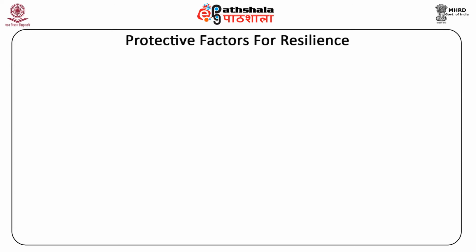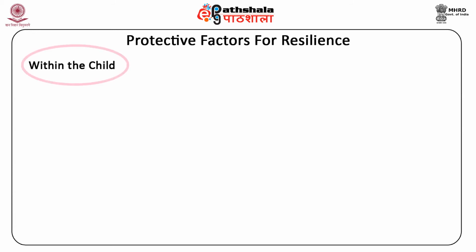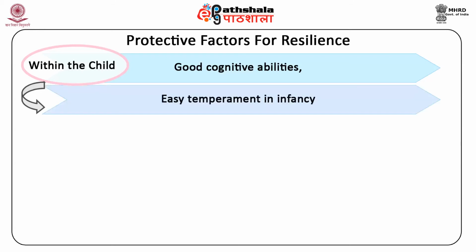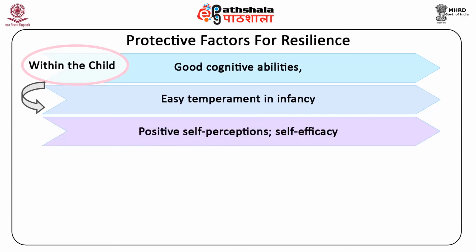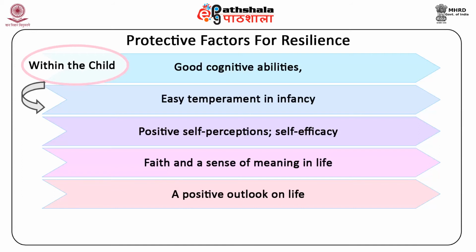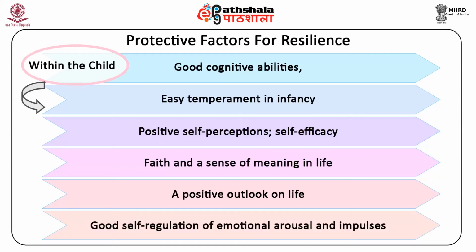Protective factors for resilience. There are certain protective factors for resilience in children and youth, which are as follows. Within the child: good cognitive abilities, including problem-solving and attentional skills, easy temperament in infancy, adaptable personality later in development, positive self-perceptions, self-efficacy, faith and a sense of meaning in life, a positive outlook on life, good self-regulation of emotional arousal and impulses.